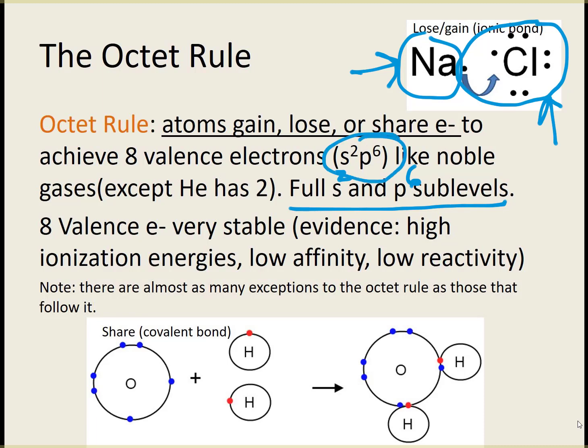Down here at the bottom, we have water formed, and how this happens is the oxygen and the two hydrogens share. And so you can count that oxygen has 8 valence electrons and hydrogen has 2. Hydrogen's just too small to have 8. So by sharing an electron with oxygen, it has 2 valence electrons, so it's copying its nearest neighbor, helium.